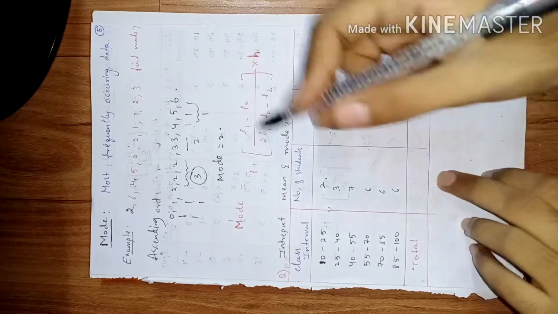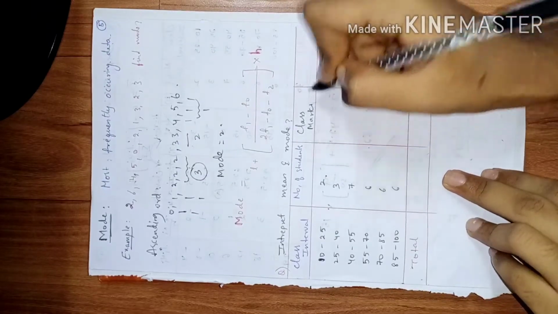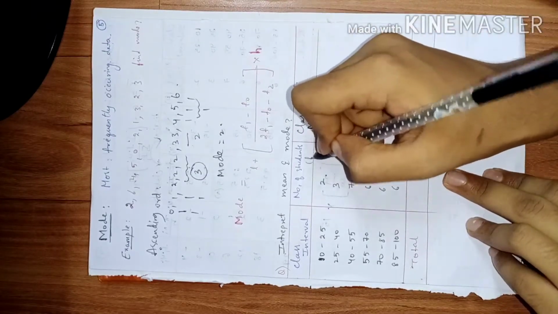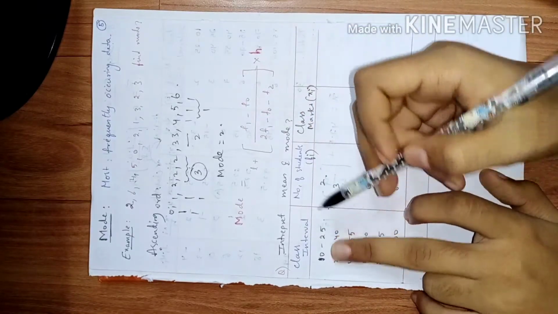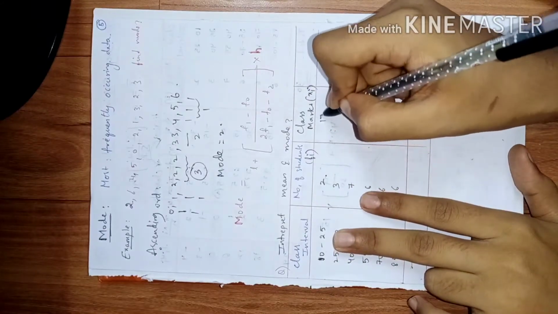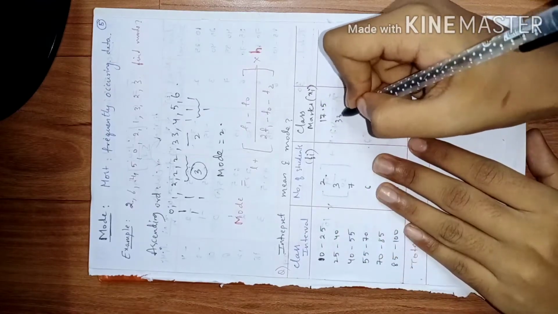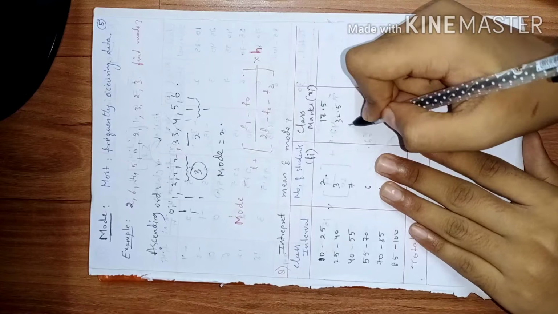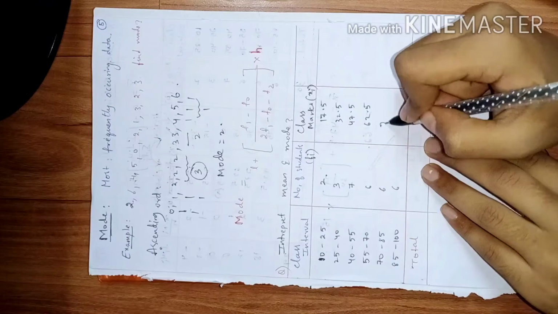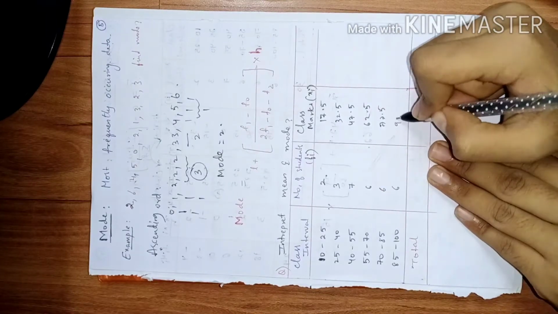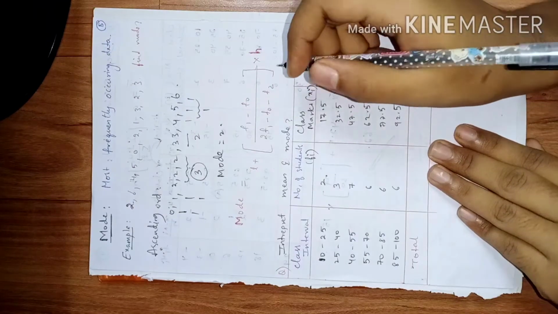Now we need to fill this table. We already learned in mean that we have a column called class marks, which is represented by xi. This means the mid value of these boundaries. This is the lower boundary, the upper boundary and their middle value. So 10 plus 25 by 2 is 17.5. Keep on adding 15 to it, you will get 32.5, 47.5, 62.5, 77.5 and 92.5.